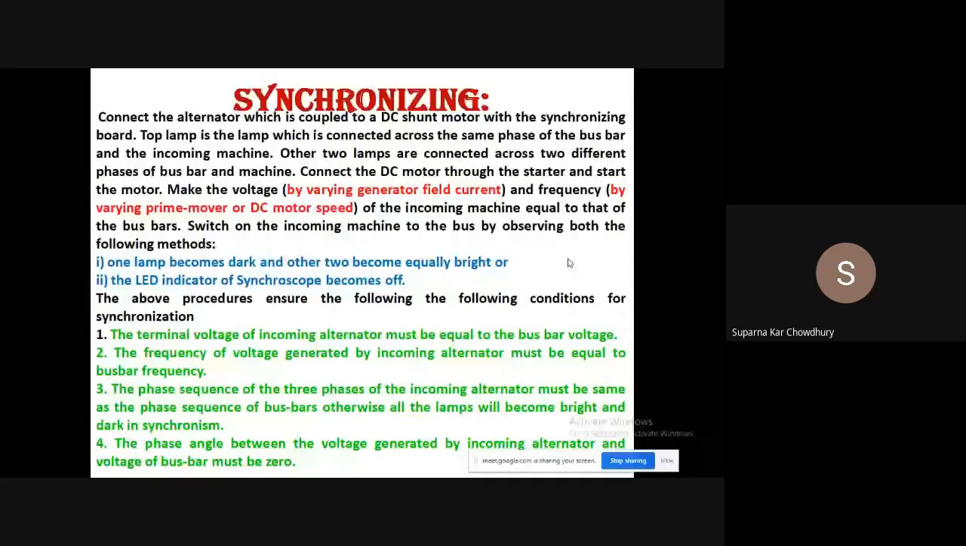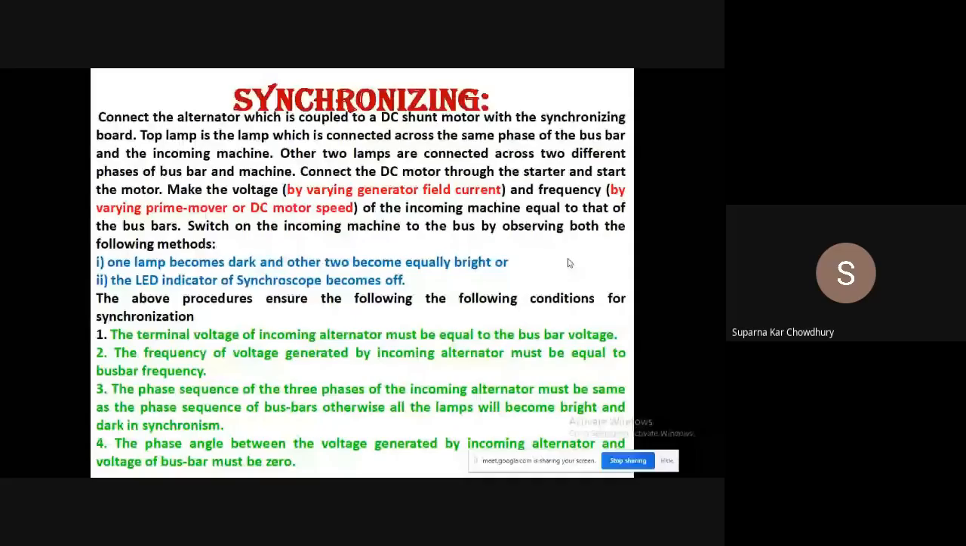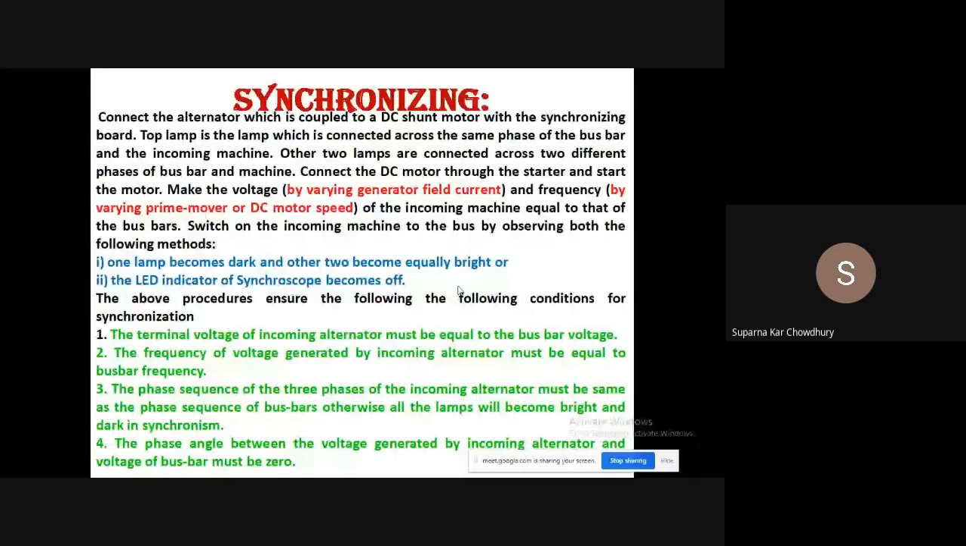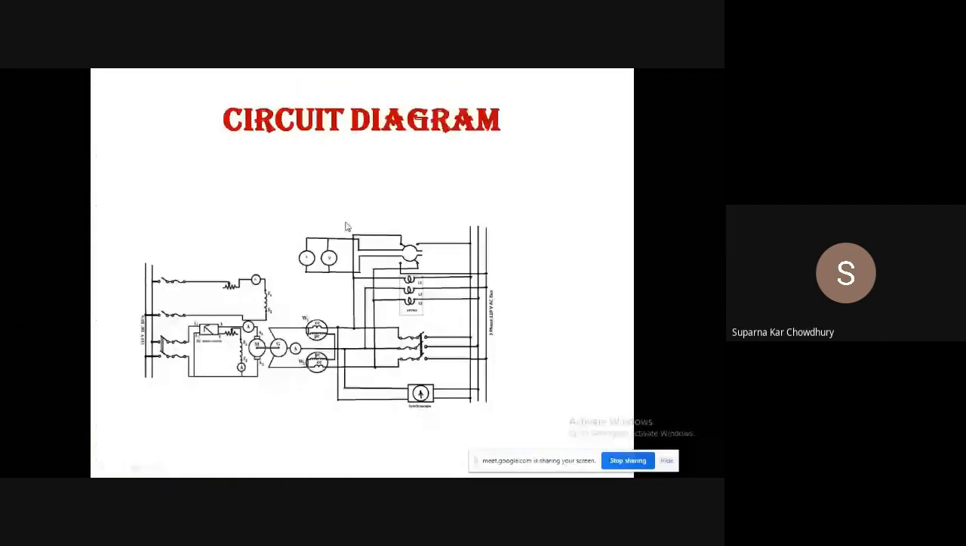That is, we have to control basically the generator field, a rheostat in the generator field, and a rheostat in the DC motor field circuit. So when we control the field current of the generator, what is changed is the magnitude of the voltage, and if we control the field of the motor, then the speed is controlled, and that will change the frequency. So adjusting these two, we adjust the voltage and frequency of the set, almost until the voltage and frequency of the incoming machine and bus bar are almost the same.